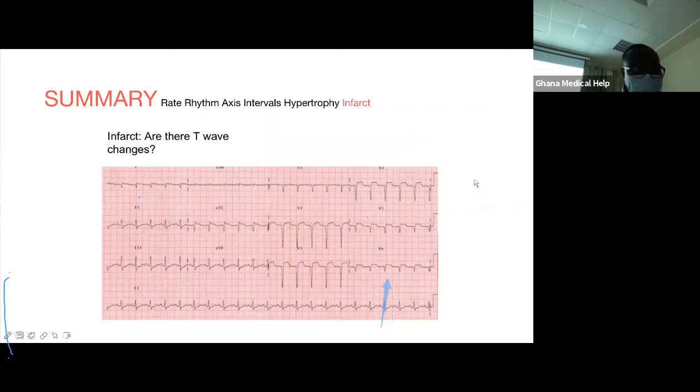So we are getting to the end of it. Are there any T wave changes here? Anyone who can see any T waves and T wave changes? Dr. Michael, T waves.